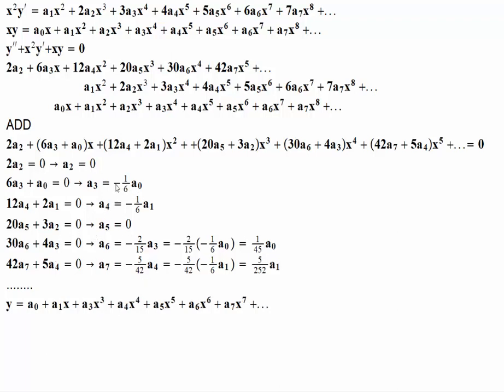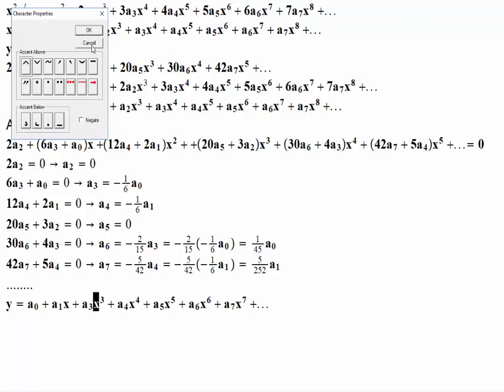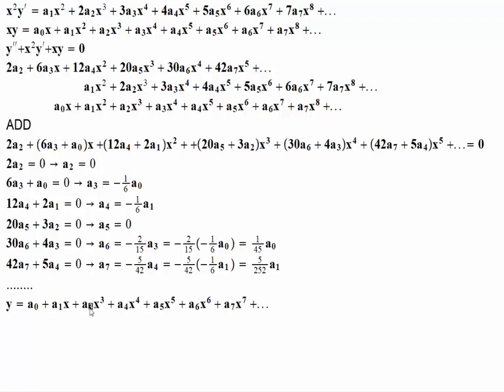Then for A3 what we have is negative 1 over 6A0. Let me just write it here. It should not be too complicated to do it like this. Let me know as feedback if you don't like me writing like this. So this is negative 1 over 6A0. Likewise, A sub 4 is negative 1 over 6A1. Remember, A5 is 0, so this is out.